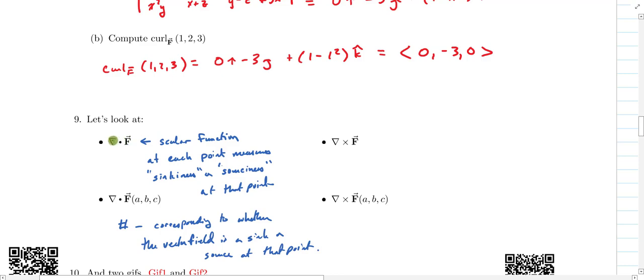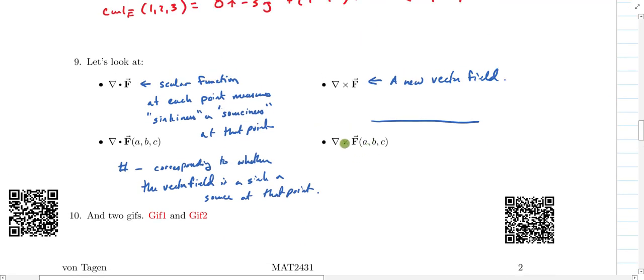This is our divergence. Okay? And then we've got del cross F. This is our curl. And the curl is itself a new vector field. Okay? And we haven't really given an interpretation of this yet. So we'll just leave that open. Okay? We haven't given an interpretation of that yet.